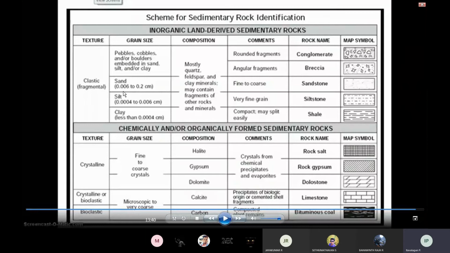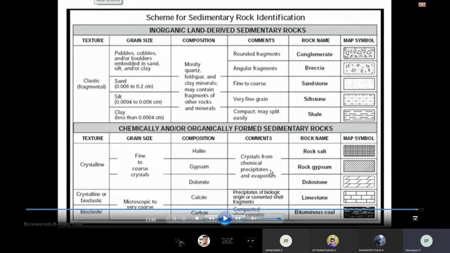Next one, that is chemically or organically formed. Here they classify that into three. One is crystalline, another one is crystalline or bioclastic, third one is bioclastic. If the grain size is fine to coarse crystal, with a subdivision by composition, suppose the composition is halite, then it will be rock salt. If it is gypsum, before that I want to explain here there are two methods. One is precipitation and evaporation.